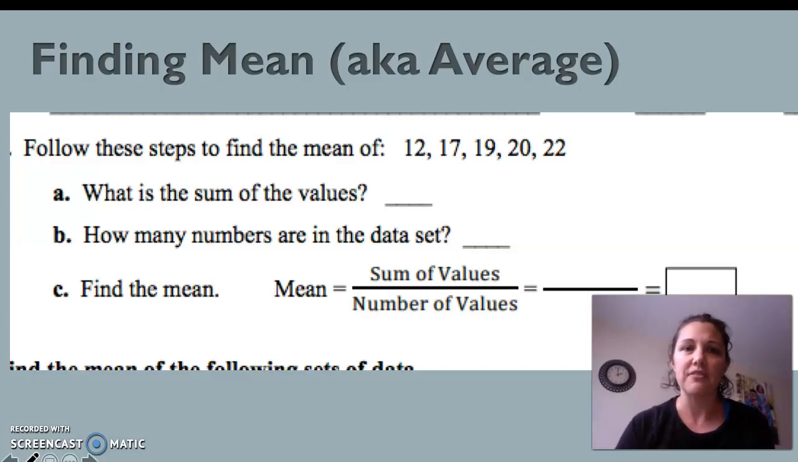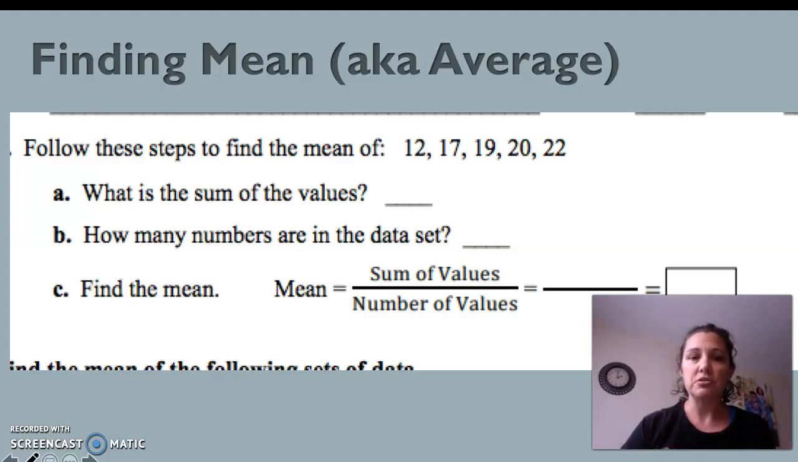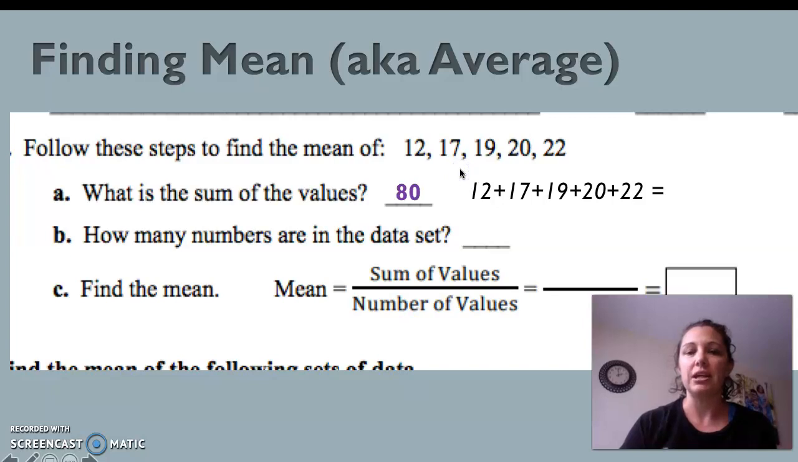The first thing we have is mean. This is also known as your average. So to find mean, we go through a few different steps. This is the most complicated out of all of your measures of center. The first thing we have to do is add our values. So we have 12, 17, 19, 20, and 22. We're going to add all of those up and we get a total of 80.